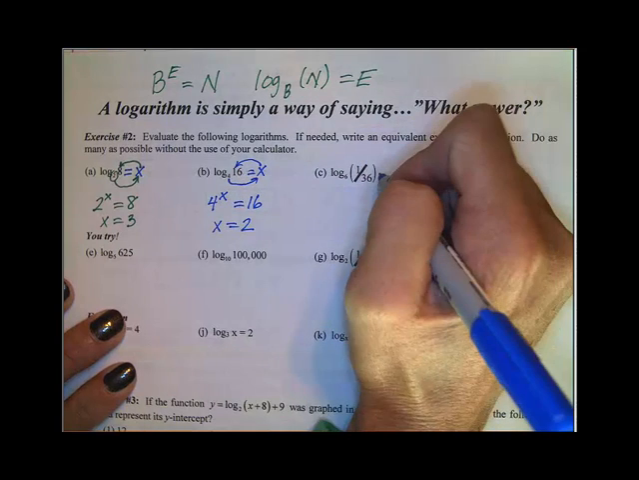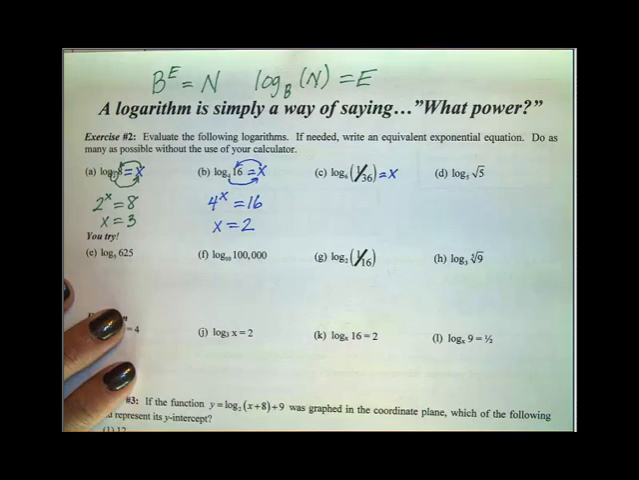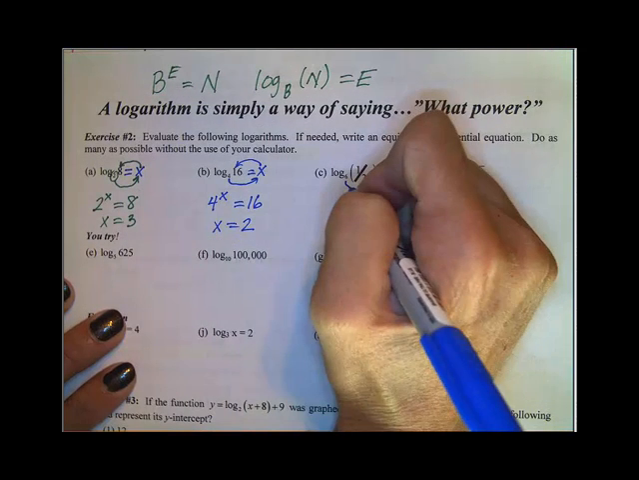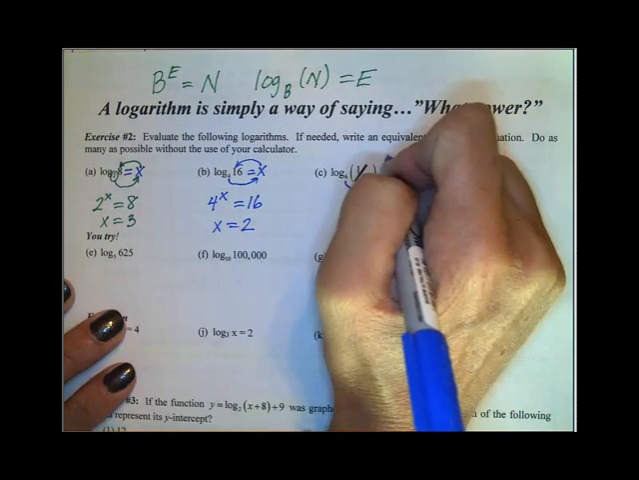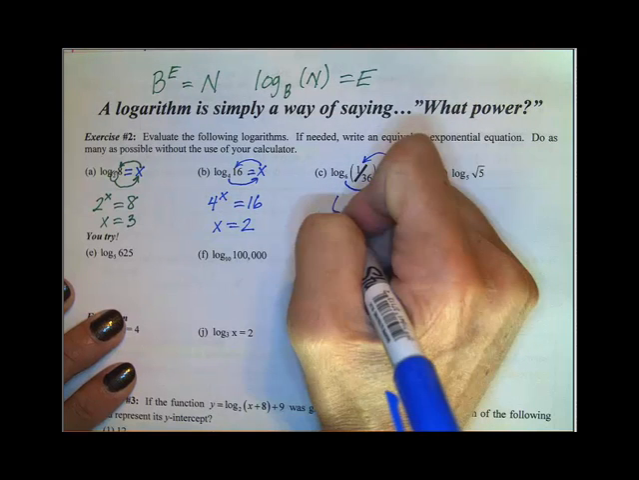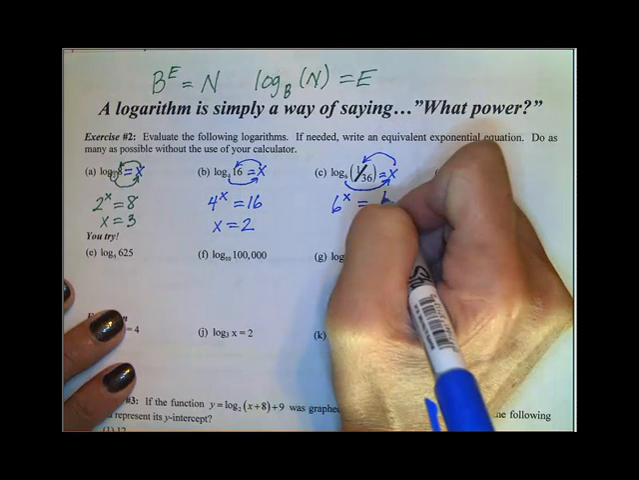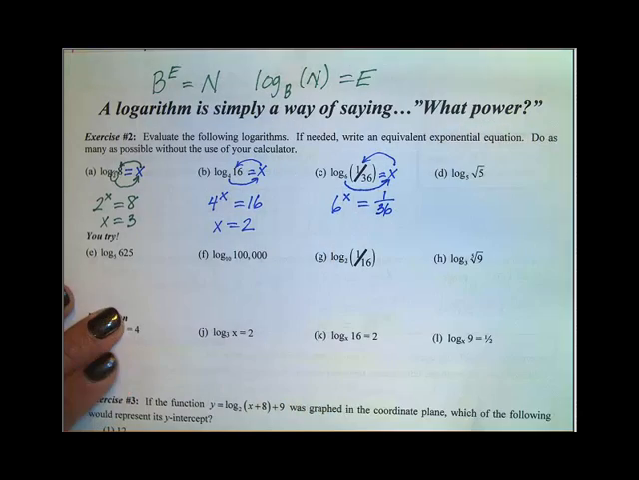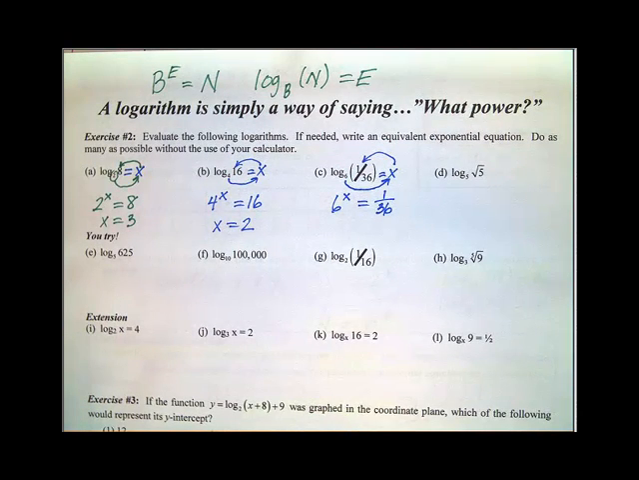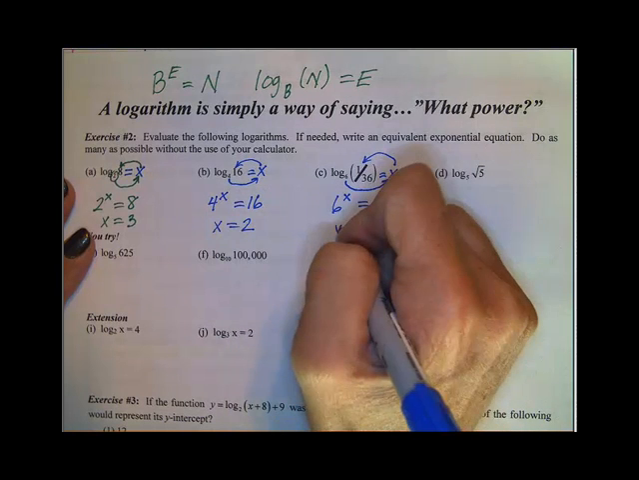Ho ho ho, now we're in fractions. So 6 is our base, raised to our exponent equals our number. So 6 to the x has to equal 1 over 36. Well, we're going to ignore the 1. So 6 to what power is 36? Well, 6 times 6 is 36. So that's 2. Because it's a fraction, it is negative. So x equals negative 2.